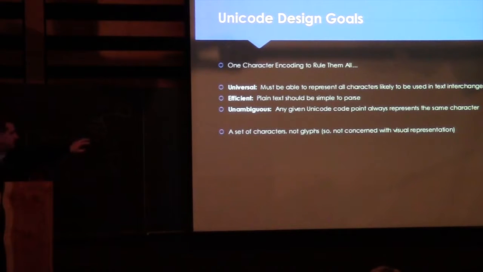Finally, it's important to note that Unicode is just a set of characters. They're abstract characters, so they're not glyphs. For example, there are many different fonts, and different fonts have different representations of characters, and that's totally fine. Unicode is not concerned with the visual representation.